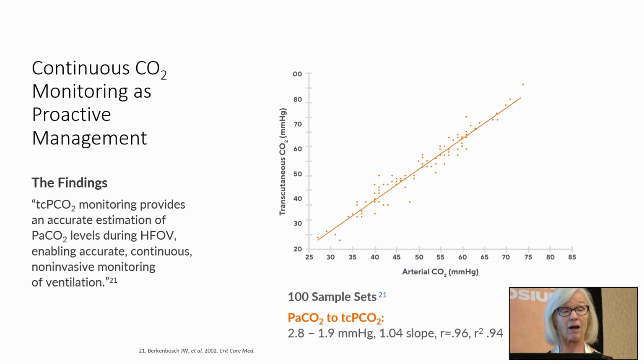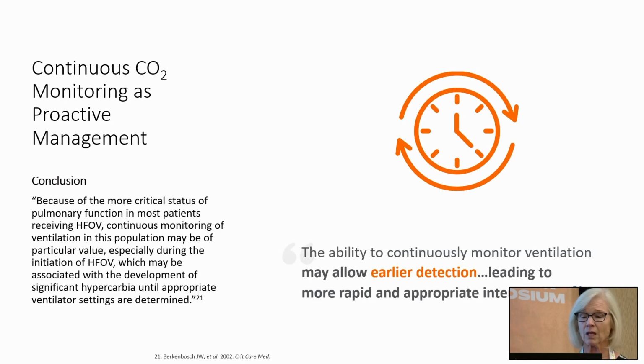They had 100 blood gas and transcutaneous samples to measure the accuracy, and what they found was an R-squared value of 0.96, which for those of us who aren't statisticians is very, very good. That means almost all of them were spot on. So they said, okay, wow, we can really trust this on our PICU patients on the oscillator. And based on that accuracy, they were able to manage these kids on the oscillator so much more closely.